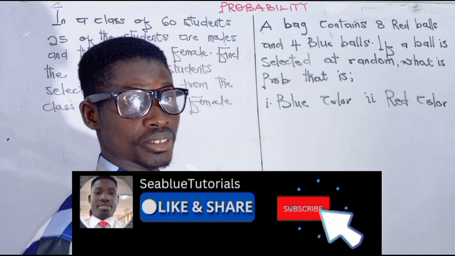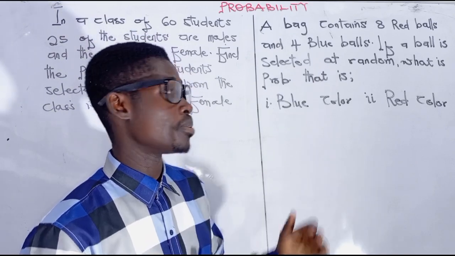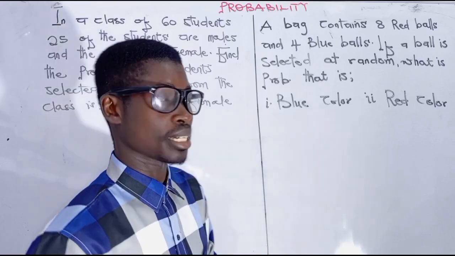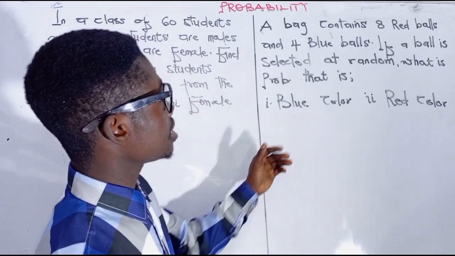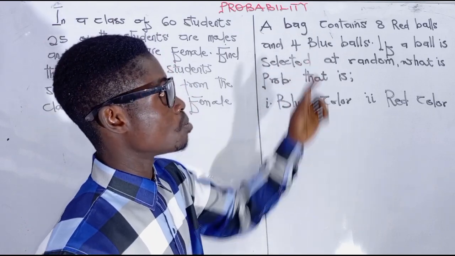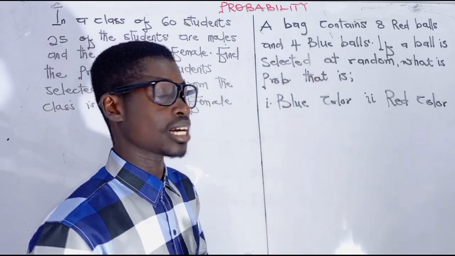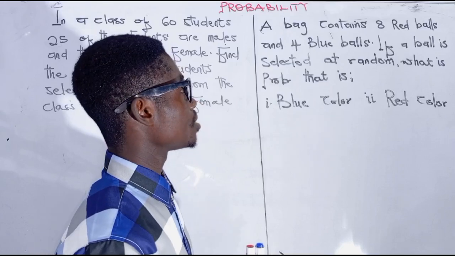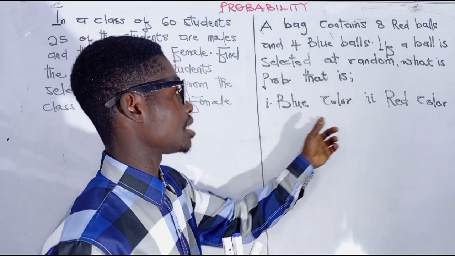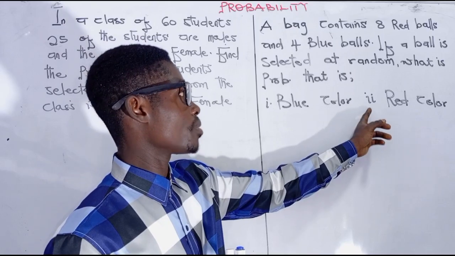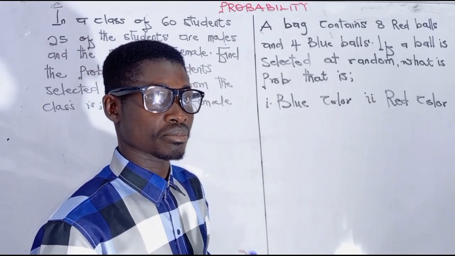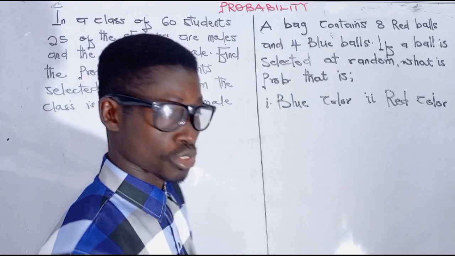We are still on classical probability and today we want to look at these examples on the board. Let's start with this particular example. A bag contains 8 red balls and 4 blue balls. If a ball is selected at random from the bag, what is the probability that the ball picked is a blue color, or the ball picked is a red color? This is our task and we want to solve it.